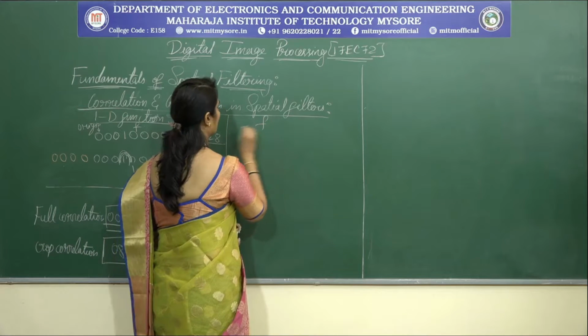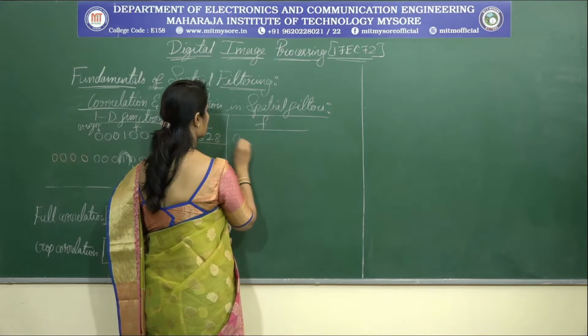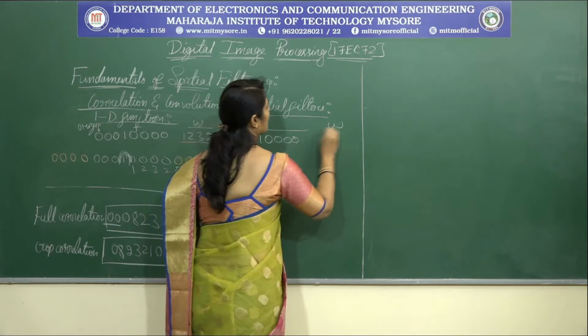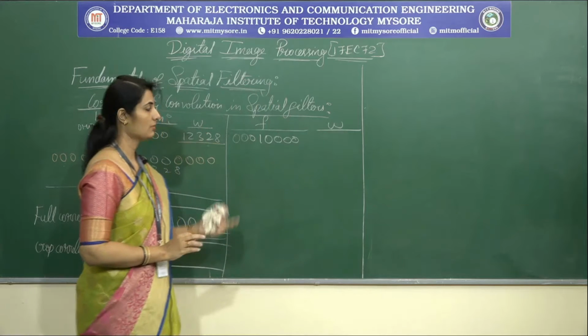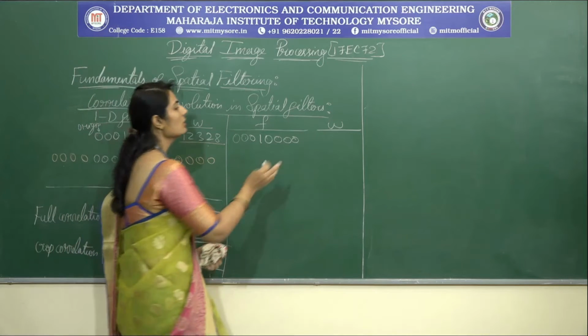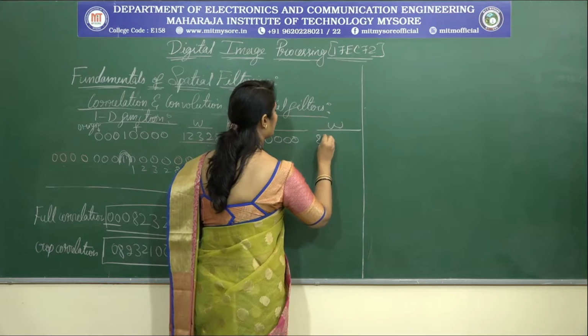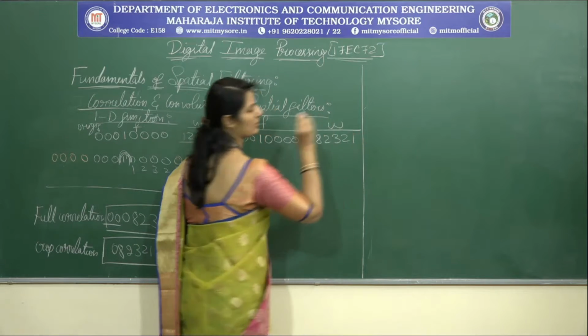Even here I will use the same function, that is 0, 0, 0, 1, 0, 0, 0, 0. Here in convolution, before performing the operation, we have to rotate this mask by 180 degrees, that is 8, 2, 3, 2, 1.